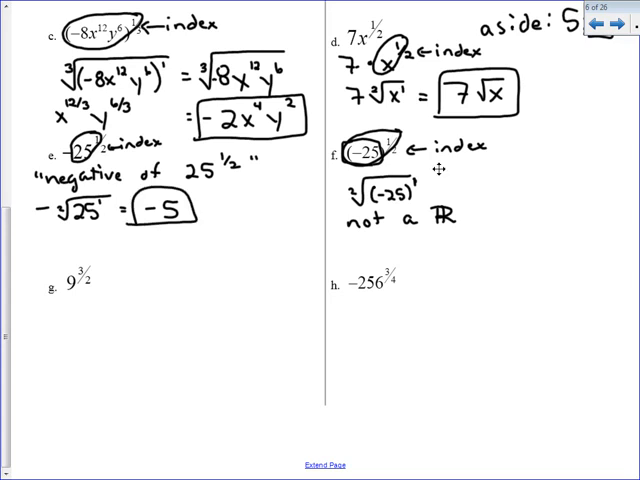So we have negative 5 versus not a real number. And again, that capital R that starts with the 2 lines is just the math symbol for real number. You can certainly write out the words real numbers. Questions?